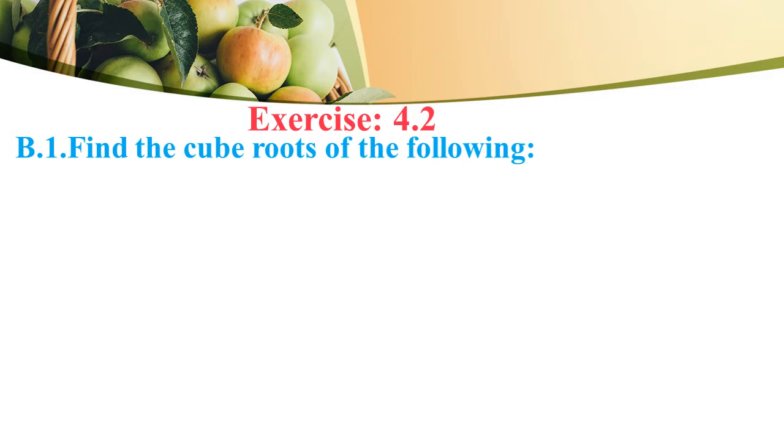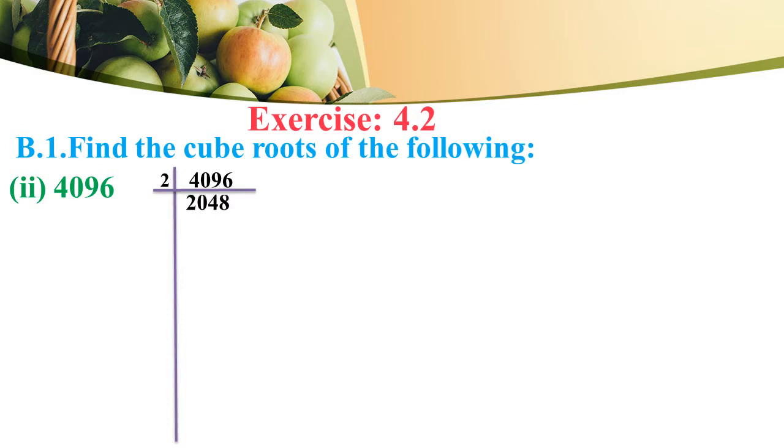Let us learn how to find cube root through prime factorization method. Here, the given number is 4096. First, we should find the prime factors of 4096. How do we find them? First, the units digit is 6, even number, so we can divide by 2. The answer is 2048. Again, ending with even number, so divide by 2.